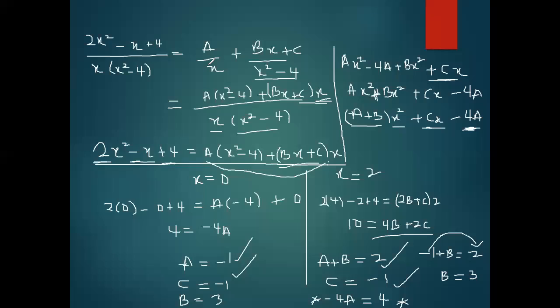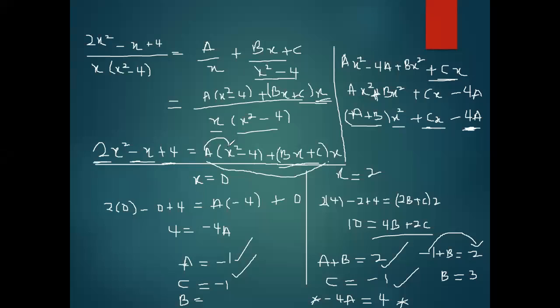Yes, sir, please. Where we have the a x squared minus 4a plus b x squared plus c x. And then we group them. That is where I'm a little bit confused. You were not following. You were in a hurry to ask questions. No, I was just following. That's why I got confused. I was just on my start.